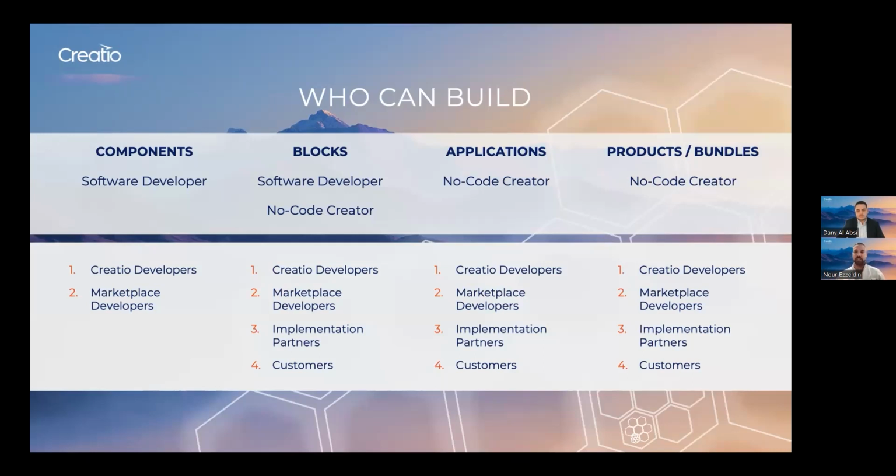Moving on to the application, the product and the bundle, these can be built only by no-code creators. And these no-code creators are ultimately what we call knowledge workers. These are people who understand the business and don't have technical expertise. With applications, products and bundles, you can either get assistance from Creatio developers and marketplace developers, or they can be built by the customers themselves and by the implementation partners, the local partners that you have in the region, like in the UAE or Saudi Arabia or any of the countries.